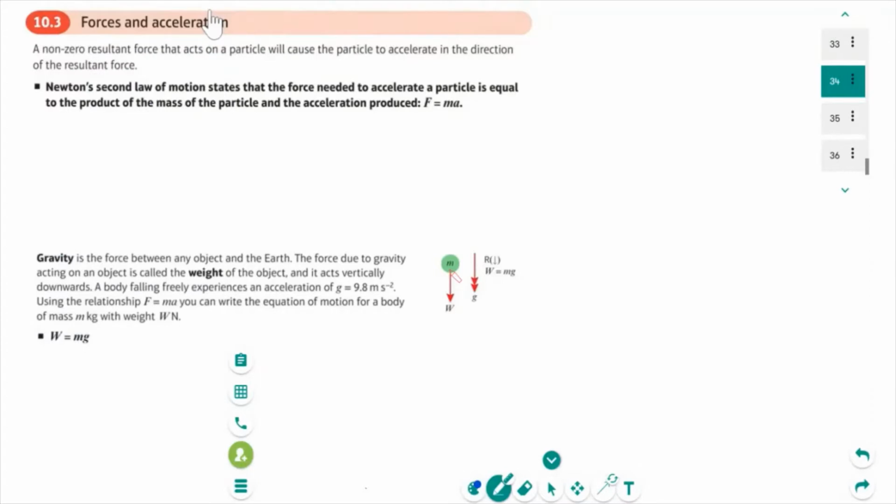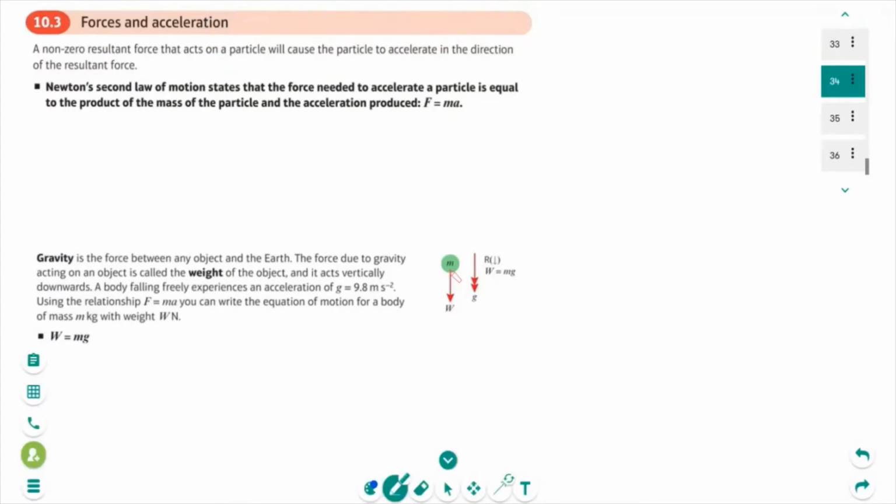Okay, so we know that a resultant force causes an acceleration. Newton's second law says that there's a relationship between the resultant force and the acceleration. There's an equation, F equals ma. F is the resultant force. So the force needed to accelerate a particle is equal to the mass of the particle times the acceleration produced. When they say F, it's the resultant force, the overall force.